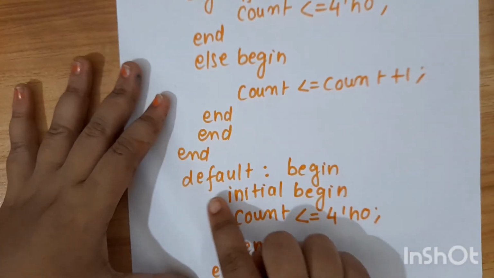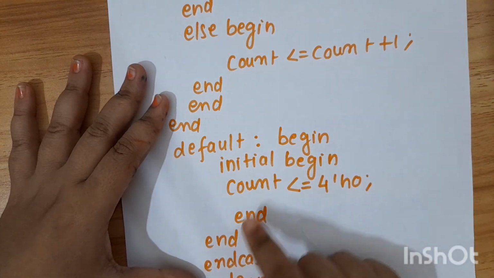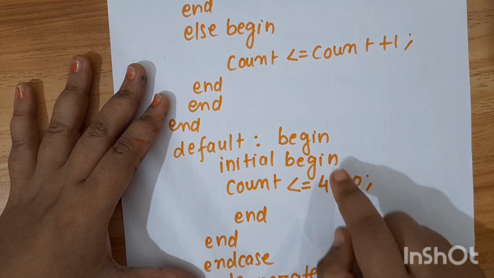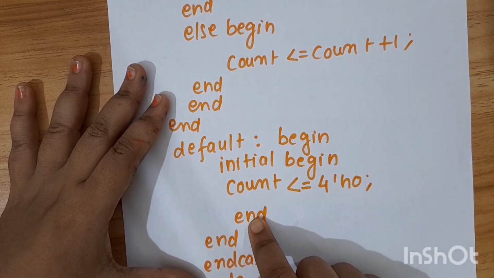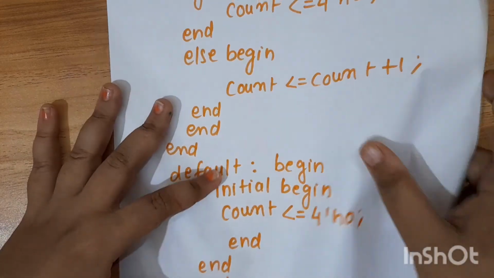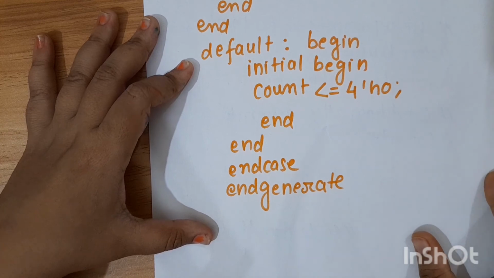Now here is the default. In the default value, the begin statement, initial begin, count <= 4'h0; and here is the end for this begin. So this is the non-blocking assignment. And for the case statement, I have the endcase. And for the generate statement, I have the endgenerate keyword.